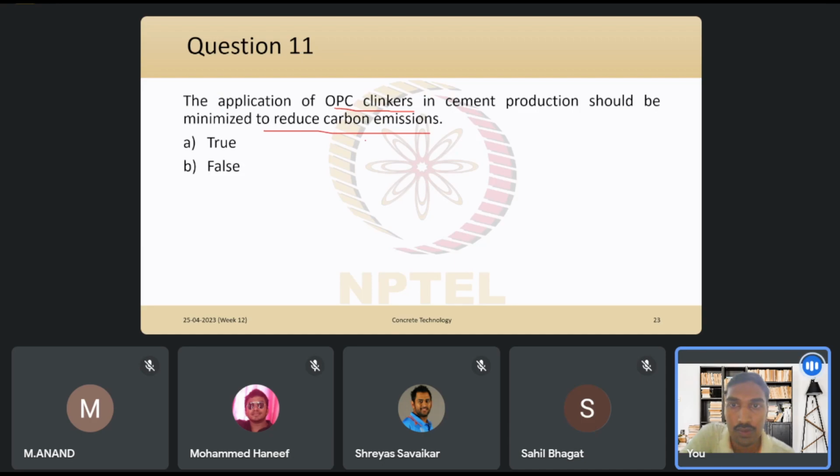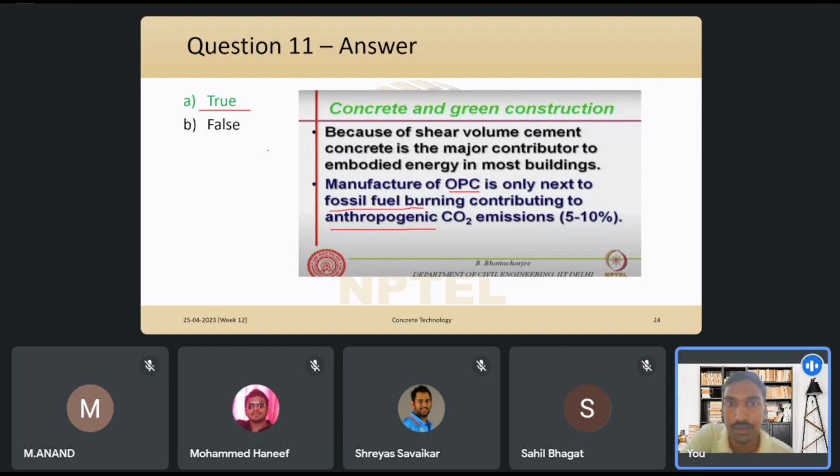So when you want to reduce carbon emissions, this is one important concern, right? We can reduce that by reducing the clinker production. When we minimize the clinker production, automatically and directly we will be reducing the carbon emissions, because this is one of the major contributors to our carbon emissions. Therefore, from the sustainability standpoint, to reduce the carbon emissions, we have to minimize clinker production. So the given statement is true. The right option is A.